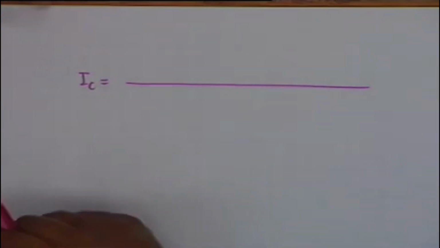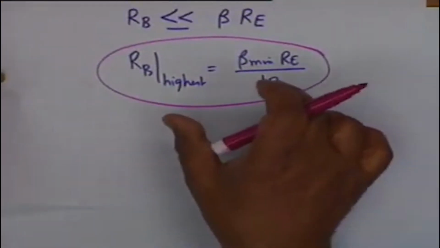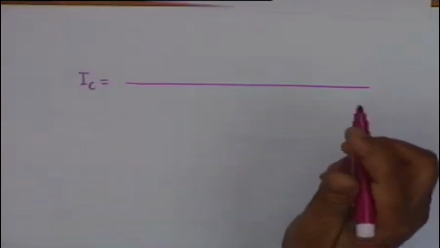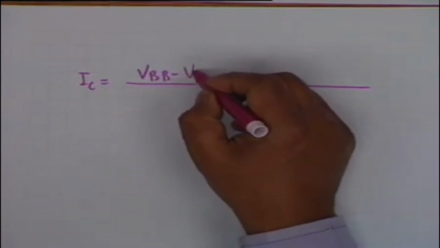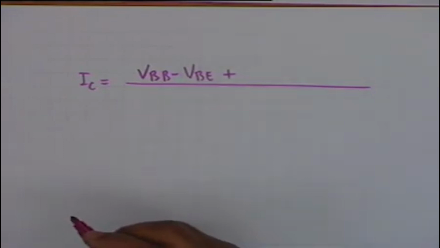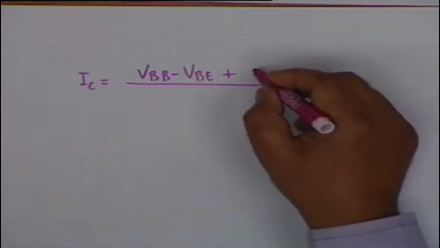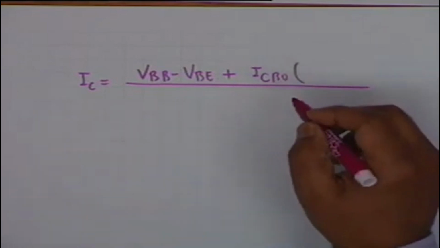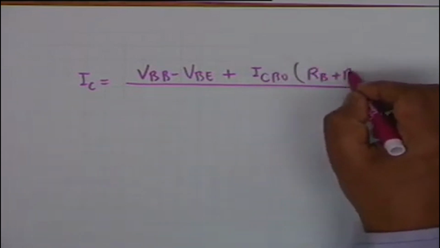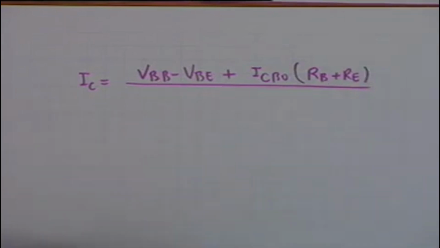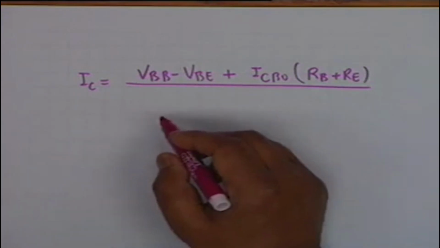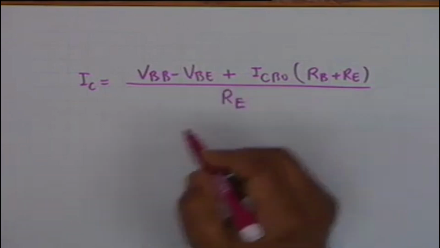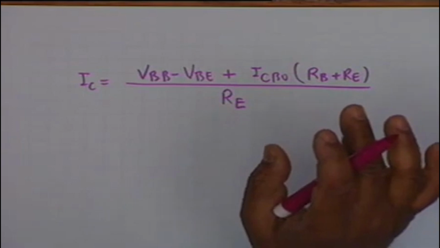Now suppose I satisfy this condition, then my expression will simplify to the following. It will simplify to VBB minus VBE plus (beta plus 1) divided by beta, which we take as 1, so ICBO times (RB plus RE). Is that okay? Comparing with the previous expression, (beta plus 1) divided by beta we take as 1, and therefore ICBO (RB plus RE), and in the denominator we shall have simply Re, because that beta term is negligible.